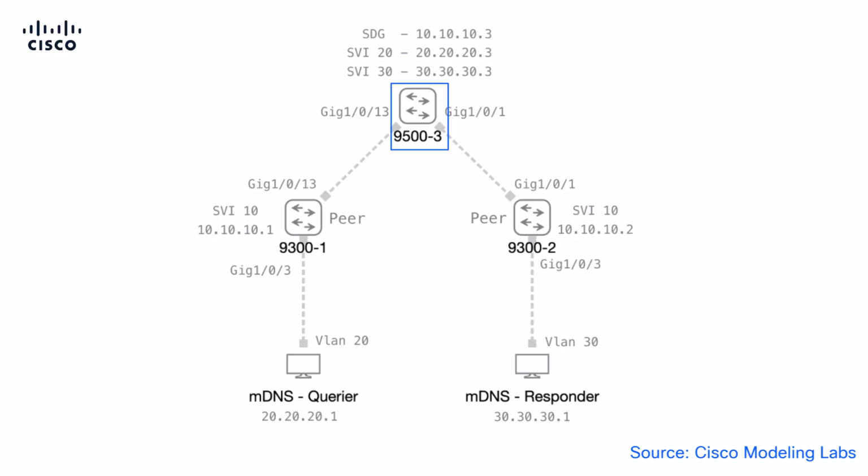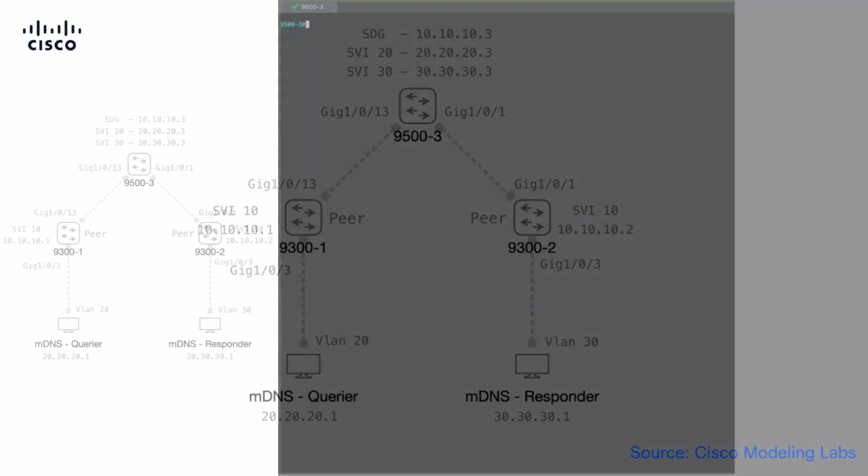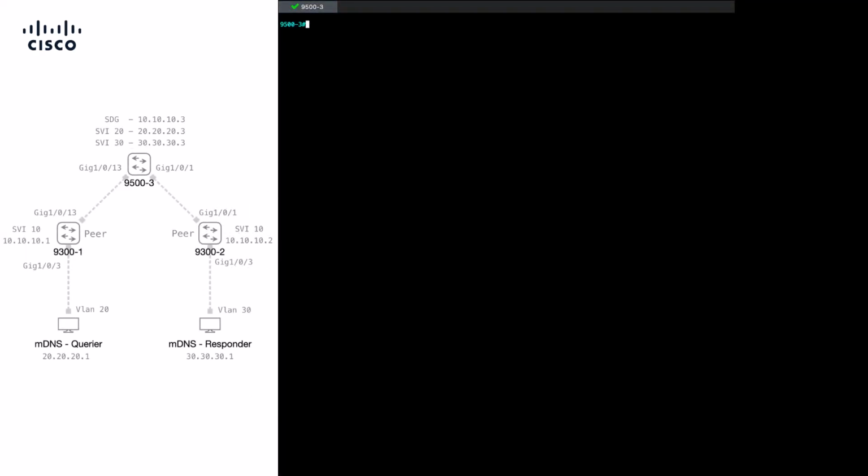In this example, SVI VLAN 10 is configured as the source interface used for communication between the SDG and the service peers. Both service peers also have an SVI in VLAN 10, allowing them to establish BCP communication with the SDG and exchange mDNS service information across the network. Let's review the configuration process for the SDG agent first, and then the service peers.